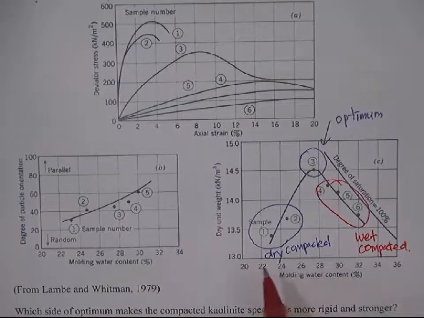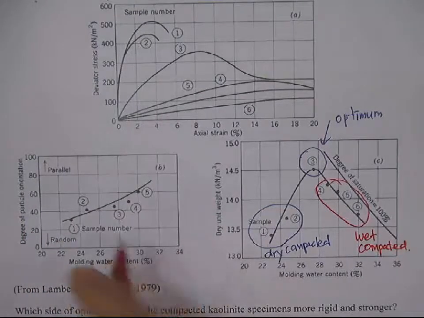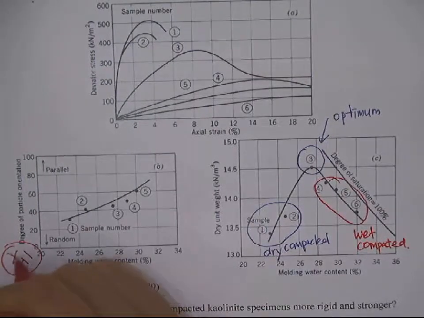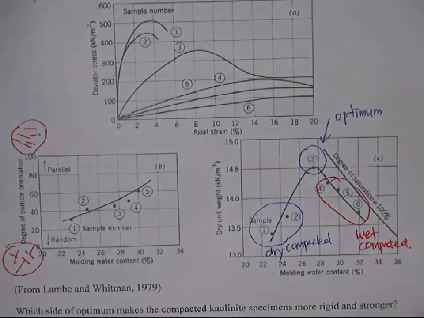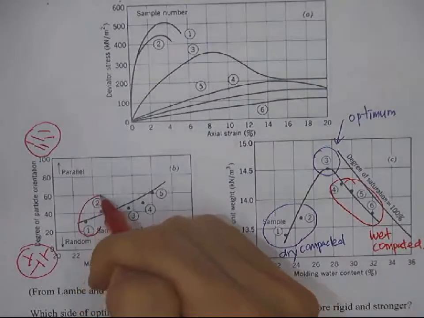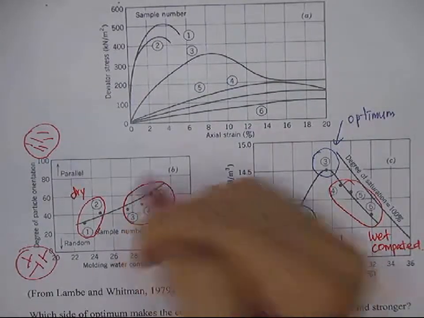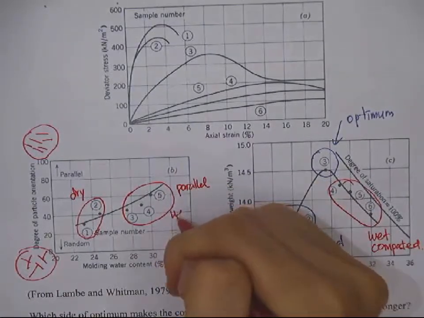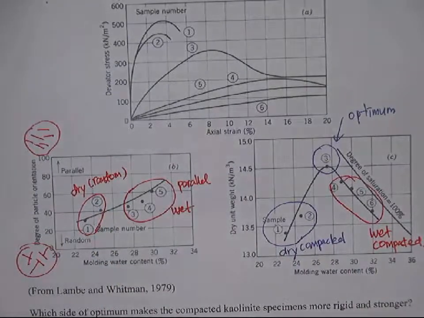Let's keep in mind that number 1 and number 2 are dry compacted. Let's compare to the degree of particle orientation here. In the figure on the left, as the degree of particle orientation goes to 0, it's more like randomly oriented, like this. And as the number increases, it's more parallelly oriented, right? So you can see that number 1 and number 2, the dry side compacted soil, have a more randomly oriented structure. And if it's compacted on the wet side of the optimum, you have more parallel orientation. Wait, sorry. This is random. So it's just the same and consistent with what we have learned just before.